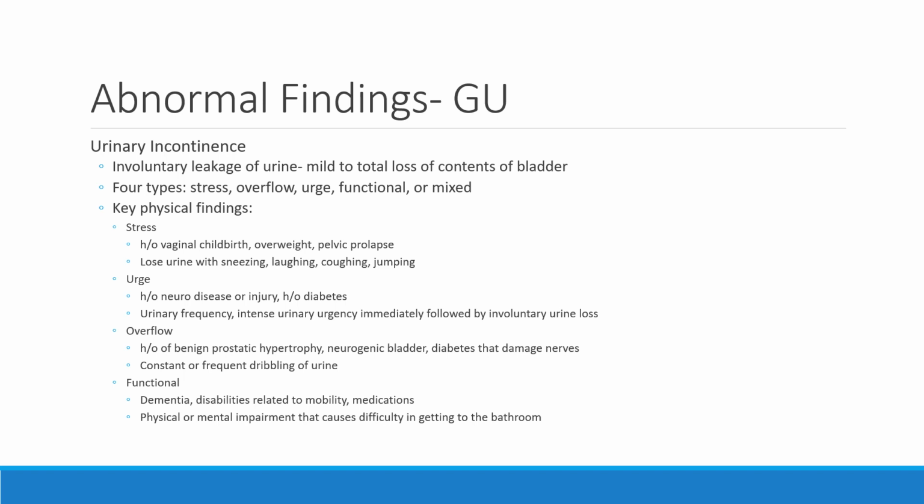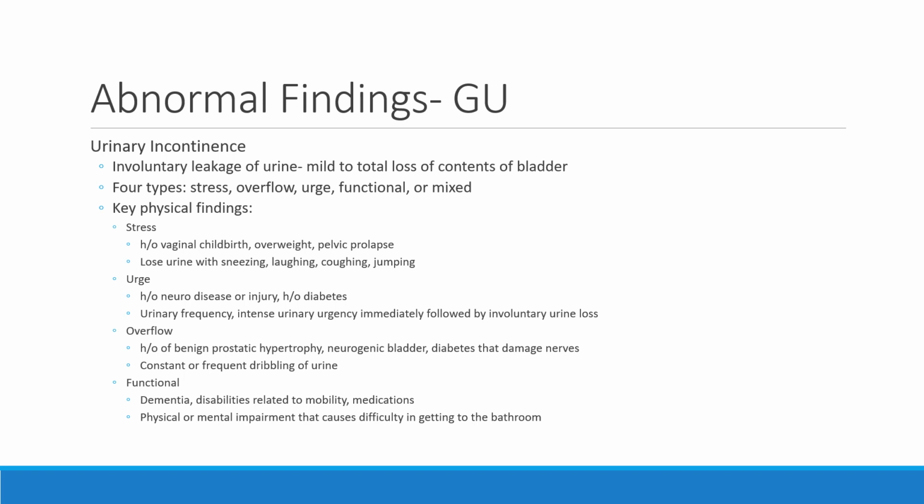Urinary incontinence is involuntary leakage of urine, mild to total. It can be mild, or patients can have total loss of the contents of their bladder. There are four types: stress, overflow, urge, functional, or patients could have a mixture, or mixed incontinence.